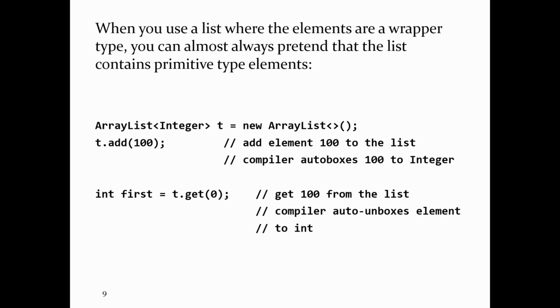How do you get an element from the list? Remember, in Python, you use square brackets. You can't use square brackets with lists in Java, unfortunately. You can use them with arrays, but not with lists. So for Java, you have to call a method. The method's called get, and you pass in the index here. So t.get(0) gives you the first element of the list if the list is not empty. What's the first element of the list? It's the Integer 100, but you can store the Integer in an int, no problem. Java extracts the int value from the Integer and stores it in first, and it does that seamlessly for you. So even though you have to use the wrapper types, you can just make believe that you have a list of primitive type.